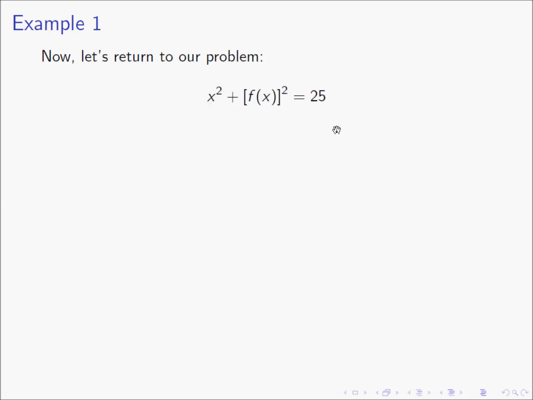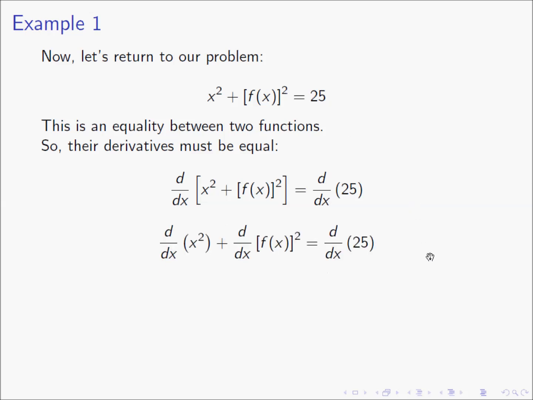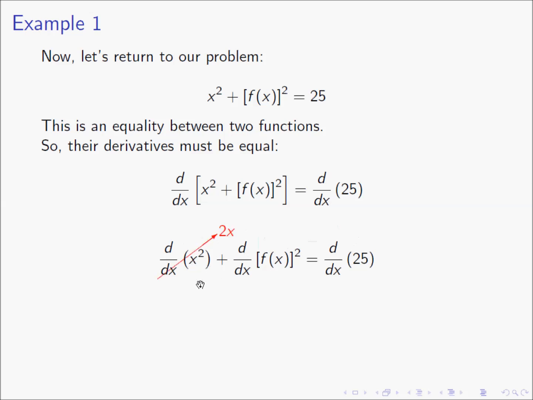So let's return to our problem. We have this equation here, and this is an equality between two functions. So we can take the derivative to both sides of the equation, like this. We have that the derivative of this function equals the derivative of this function, and here we have the derivative of the sum of two functions. So we can separate the derivatives like this, and here we have the derivative of x squared, that's 2x, and here we have the derivative of a constant, that's 0. So we have this equation here.